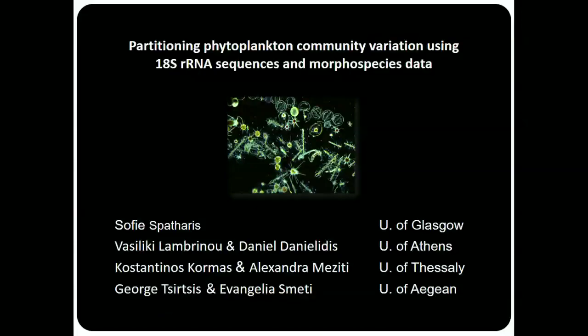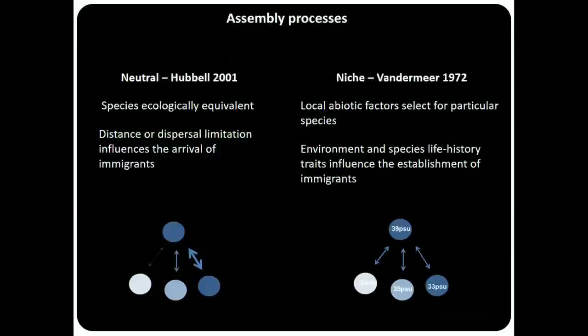So the focus of this talk is basically how the information that we take out of two very different species identification techniques, namely the molecular one and the morphological one, do they give us different indications when answering ecological questions? For example, those that have to do with assembly processes of phytoplankton and what the drivers of these assembly processes are. And when I refer to assembly processes, the two main theories about this are the neutral and the niche.